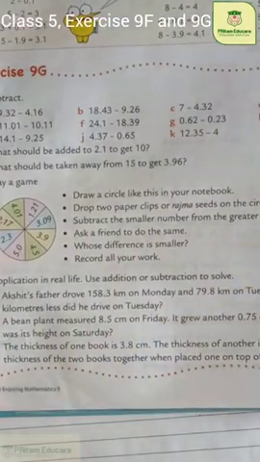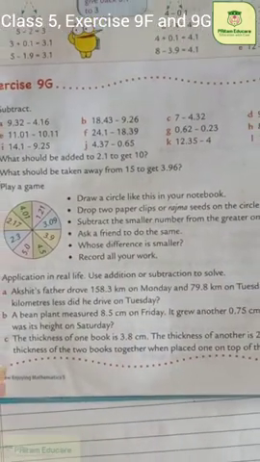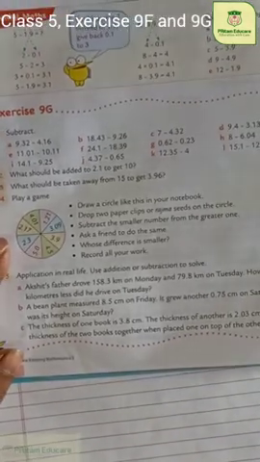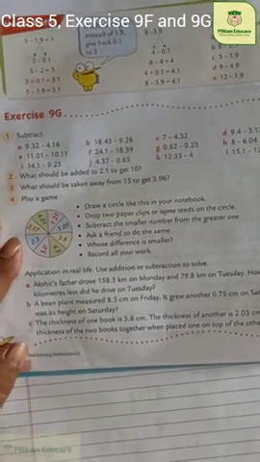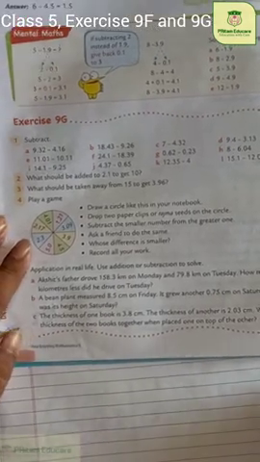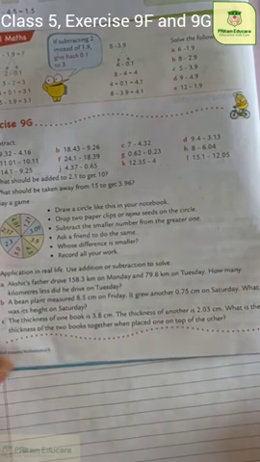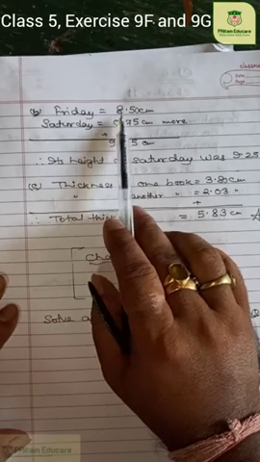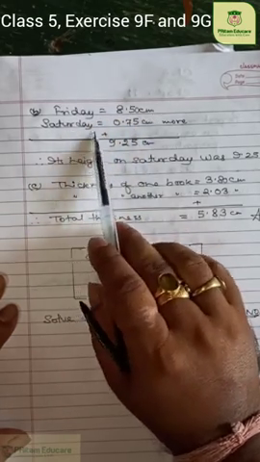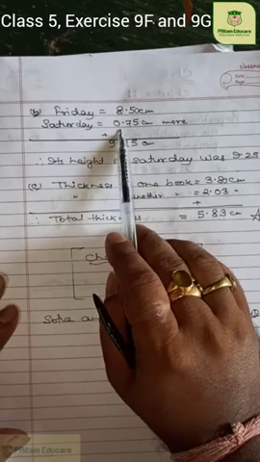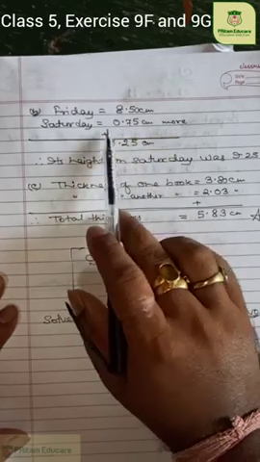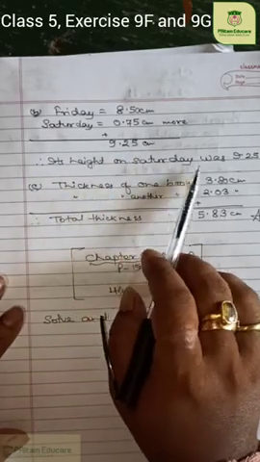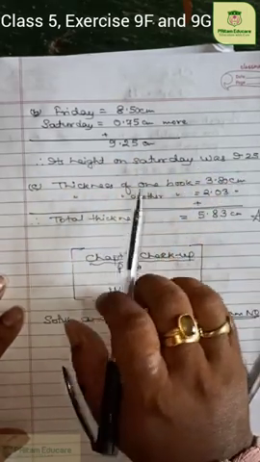Again see question number 5b. A bean plant measured 8.5 centimeter on Friday. It grew another 0.75 centimeter on Saturday. What was its height on Saturday? So Friday height was 8.50 centimeter and on Saturday it grew 0.75 centimeter more. So total height is 9.25 centimeter. Its height on Saturday was 9.25 centimeter. Clear?